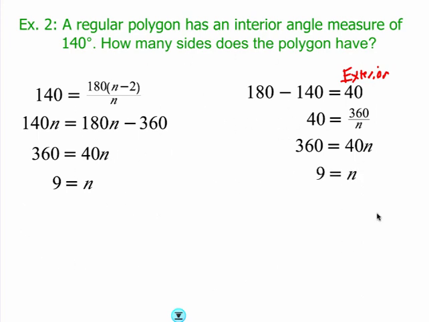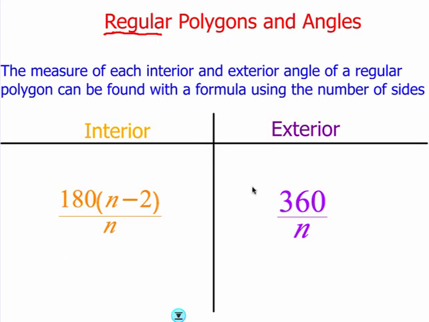So you can do this either way. You can use the formula for interior, or you can subtract the interior from 180 and use the formula for exterior. Either way works. You see you get either way that the number of sides is 9. And that is how you can use relationships between angles and sides in a regular polygon to find some missing values.